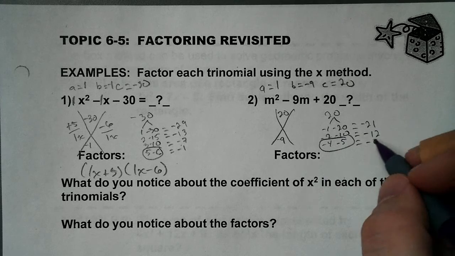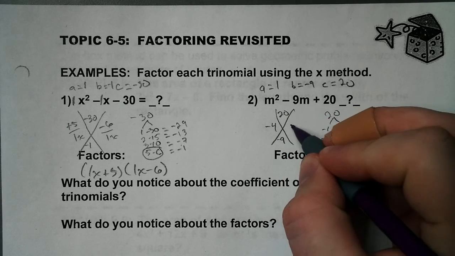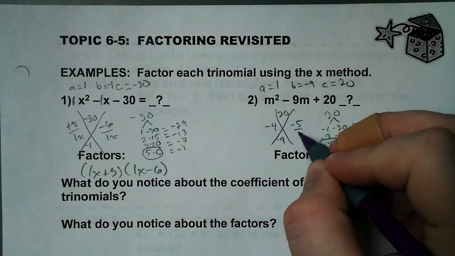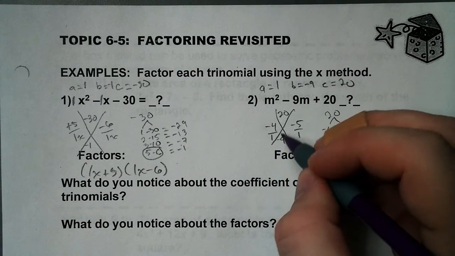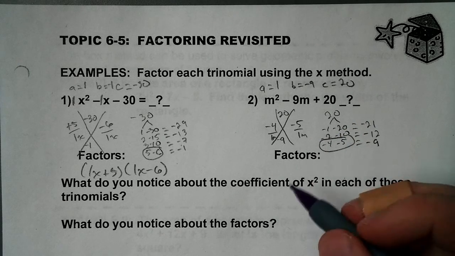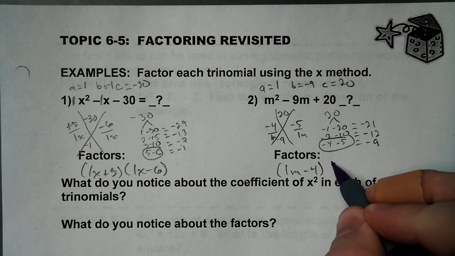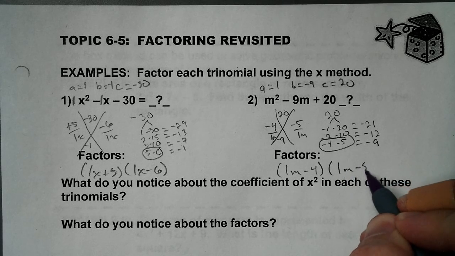So those are my factors. I need them to add up to negative 9. Negative 4 goes here, negative 5 goes here. Put them both over our A value, which is 1. Bottom number gets our letter. Write the factors. So 1m minus 4 and 1m minus 5.